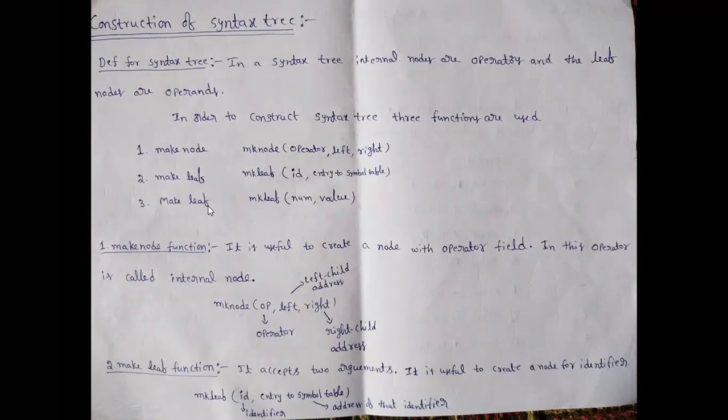Make leaf. In this make leaf, we have two arguments: the first one is num, and the second argument is value. Here num means it is a constant value. What are the constants? 1 to infinity; we use constant values 1, 2, 3, 4, 5, and so on. So we use num and value. These three functions we use to construct the syntax tree.